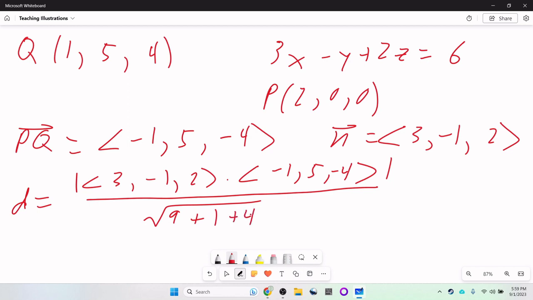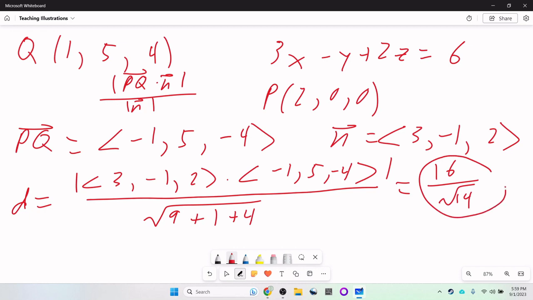And the idea with the length of n thing, because we've got this, like I said, PQ dot n over length of n, is that the normal vector, we don't know how far away it goes from the plane, and that shouldn't matter, so we end up dividing it out. And so we get on top 16, that's negative 3 minus 5 minus 8, so 16 over square root of 14. That's the distance from the plane.